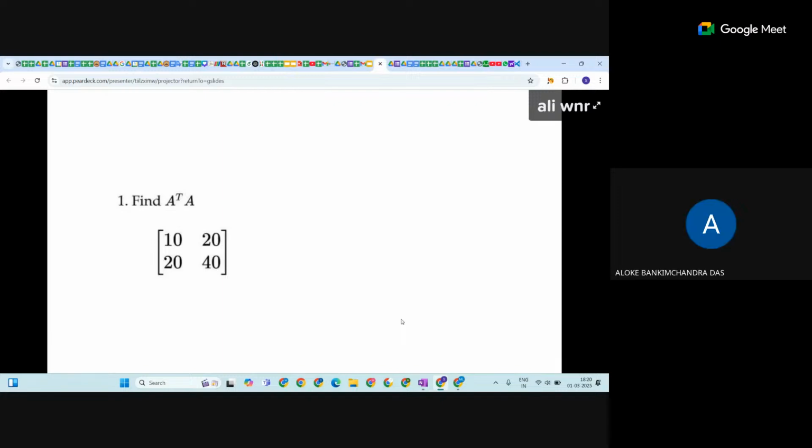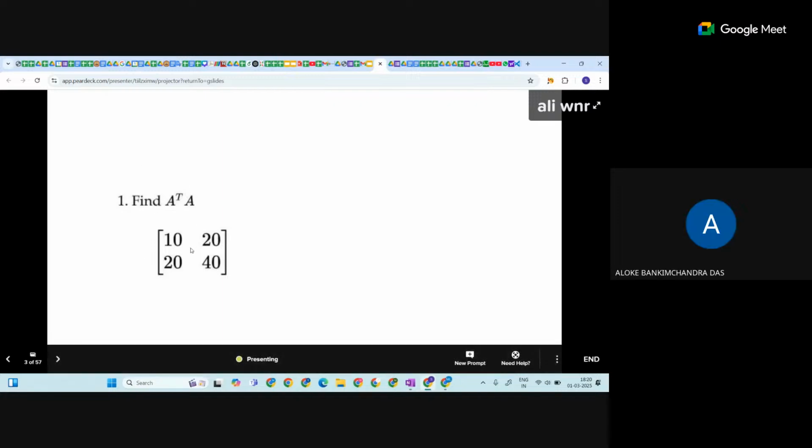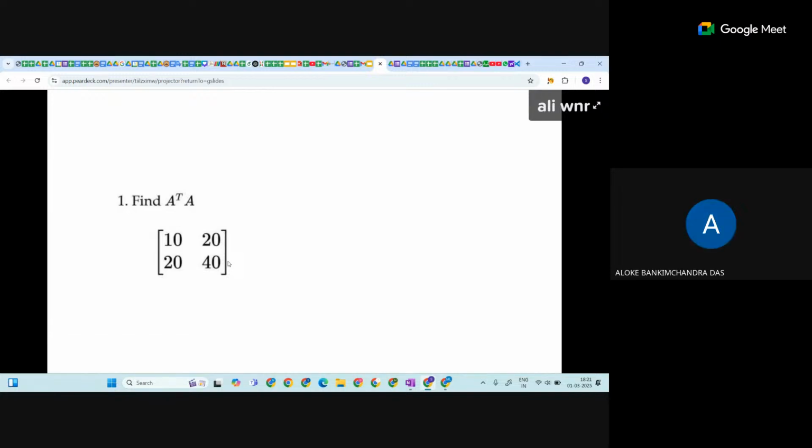Here, AC is equal to B squared, so the eigenvalue is 0. 20 into 20 is 400 and 10 into 40 is 400. So AC equal to B squared means lambda is 0, which means the determinant is 0. Any other reason? The rows are linearly dependent. Yes, this is a good answer.